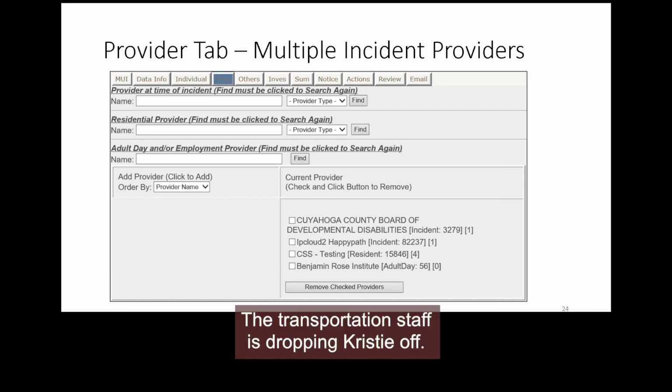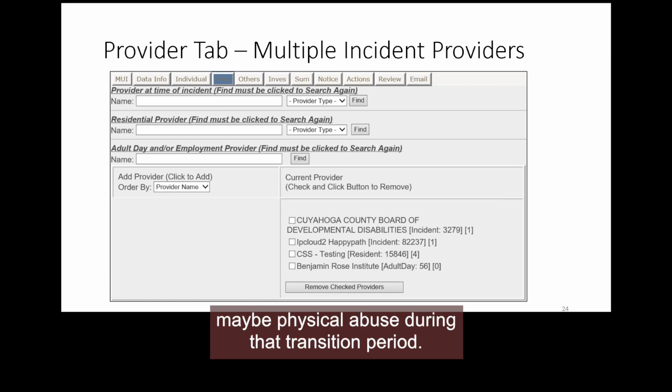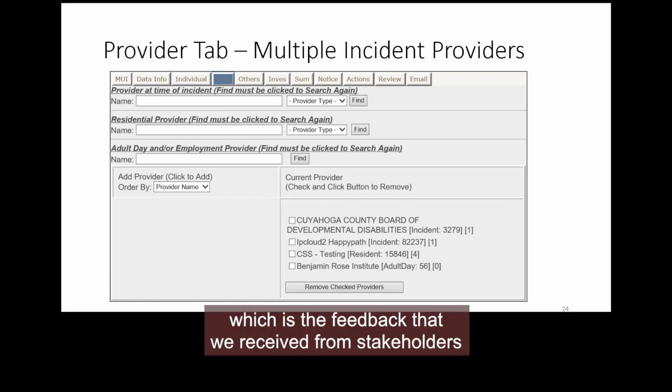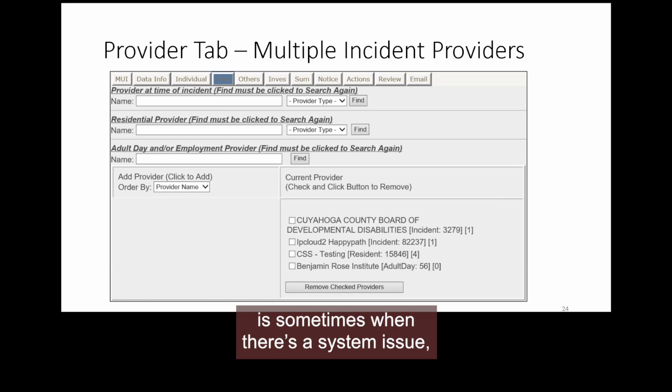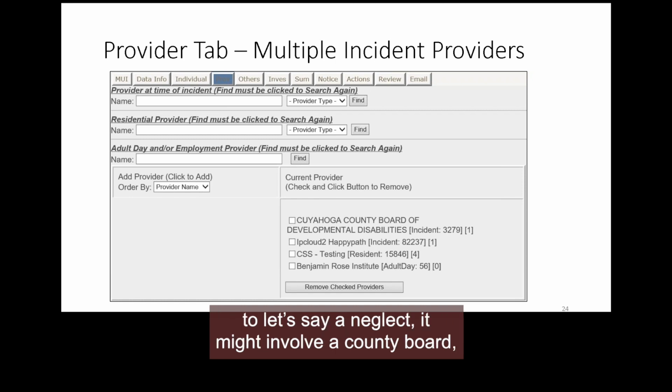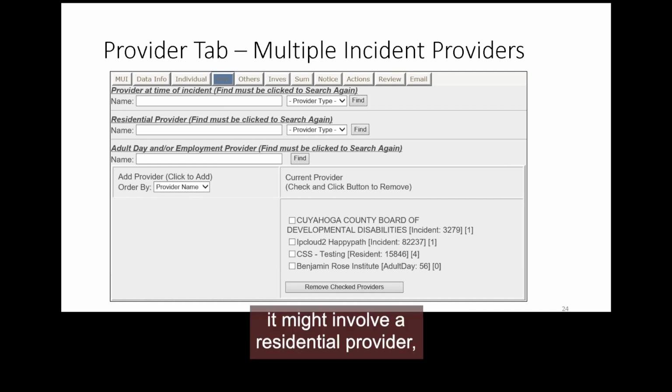The transportation staff is dropping Christy off. Jody may witness something occurring, maybe physical abuse during that transition period. And so there may be two incident providers at the time. The other time when this might come into play, which is the feedback that we receive from stakeholders, is sometimes when there's a systems issue, when there's multiple variables that contribute to, let's say, a neglect, it might involve a county board, it might involve a residential provider, it could involve a day program provider.